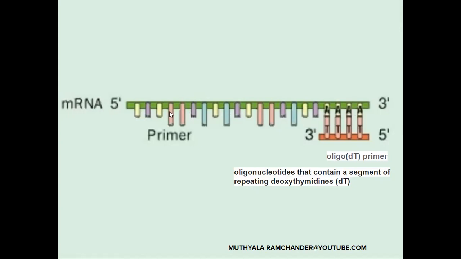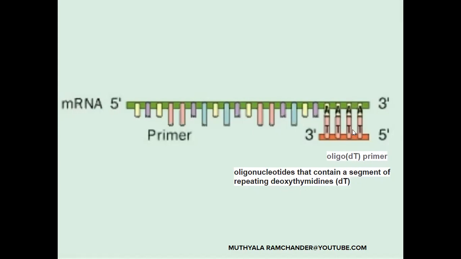If we observe the nucleoplasm, oligo-dT primers are added on the mRNA at the 3 prime end. Oligo primers contain deoxythymidine. T indicates thymidine.